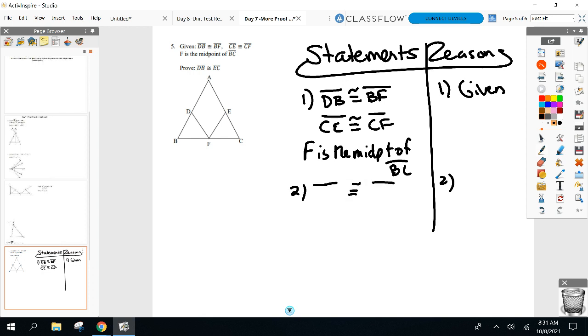What are those 2 congruent segments? BF and FC. Definition of a midpoint. Okay, here's where we need to get a little bit better: how many substitutions do I need here? Because I remember going around and looking at a lot of papers, and people just wrote DB equals EC, substitution, I'm done. Let me ask you a quick question here.